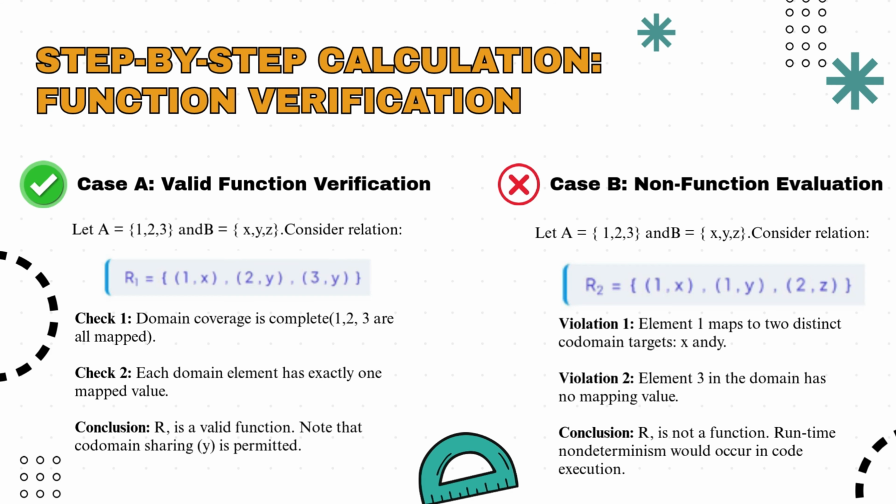Element 1 maps to x, 2 maps to y, and 3 maps to y. Each maps to exactly one target. Note that codomain sharing is allowed; both 2 and 3 map to y. Therefore, R1 successfully passes verification and is a valid function.